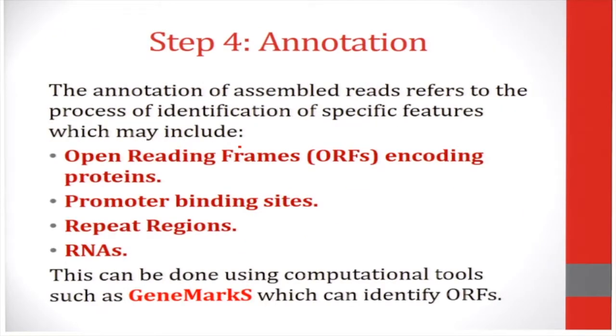The next step involves annotation. During the process of annotation, the DNA sequence data is subjected to screening using software such as GeneMarks, which will identify protein coding open reading frames. Other software can identify features such as promoter binding sites, repeat regions, or RNAs. Annotation is required in order to identify the features of a known genome.